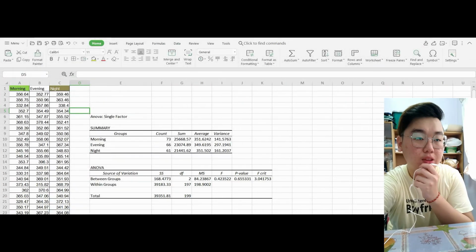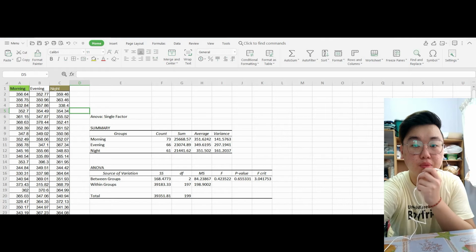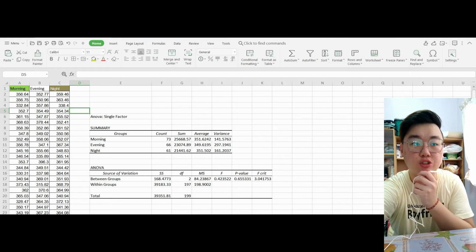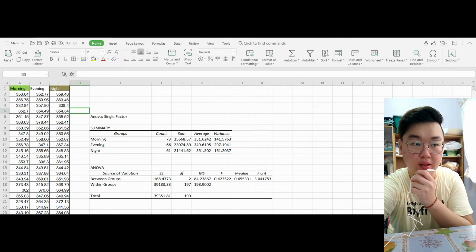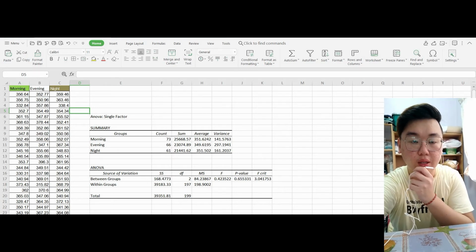Now, I would like to explain how to comment on whether there is a significant difference between the tablet weights for the three different shifts, which are morning, evening, and night shift, by using the ANOVA method. First of all, we divided the given data according to their respective shift. Then, we analyze the data by using Excel, and these two tables will come out.